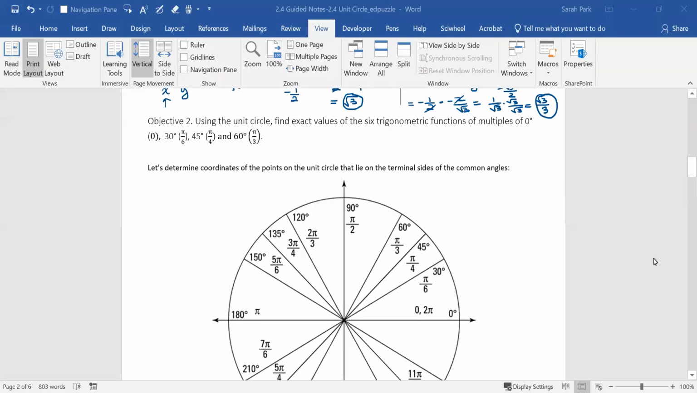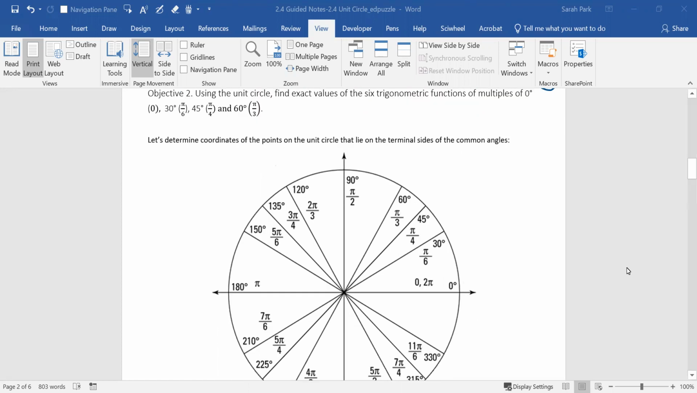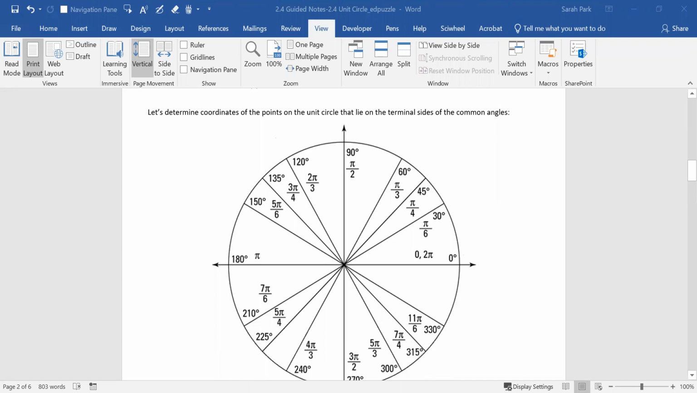Okay, let's continue with objective 2. It says, using the unit circle, find the exact values of the 6 trig functions of 0 degrees, 30 degrees, 45 degrees, and 60 degrees. To do this, let's complete this unit circle. And so it says unit circle, so we're assuming that, again, the radius is 1.